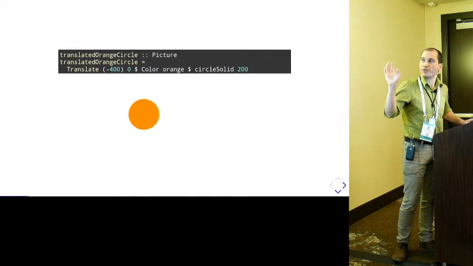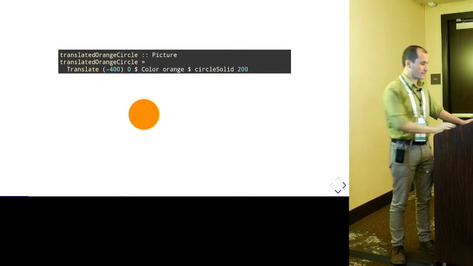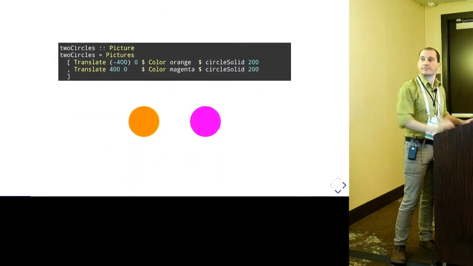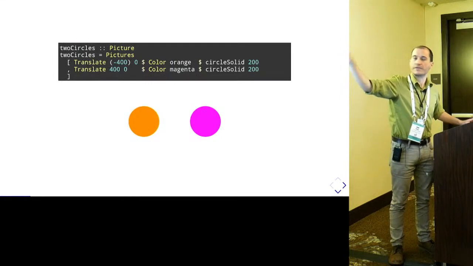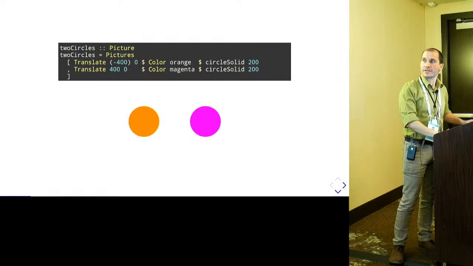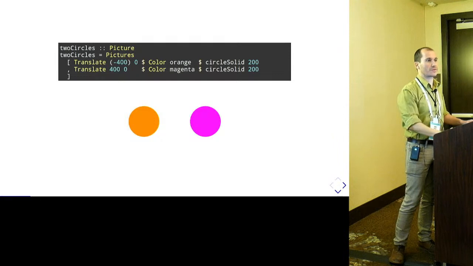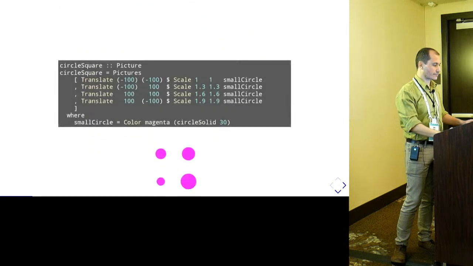And you can move pictures. You can use translate to move a picture to the left. And you can put pictures together. So you can take one, move it to the left, take the other, move it to the right, and put them in an array, sorry. Then with the pictures constructor, you can take a list of pictures and create a new picture. So it's, again, this idea of combinators.